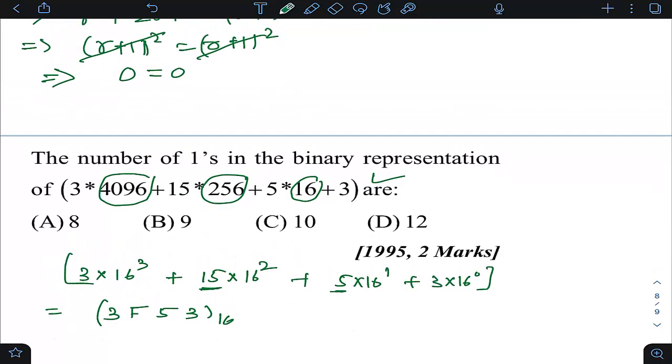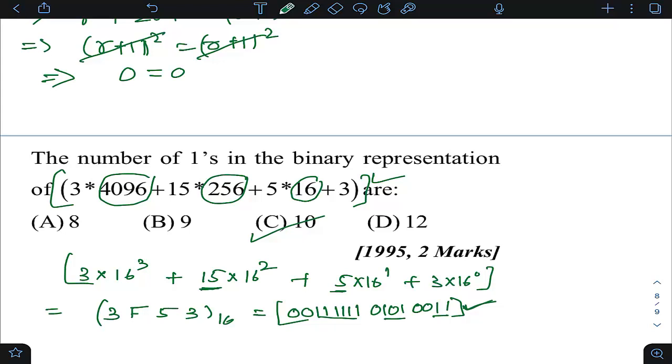So if you convert this into binary format, what do you get? 3 means 0011, F means 1111, 5 means 0101, 3 means 0011. Okay, so this is the answer. In this binary representation pattern, how many ones are there? 3, 3, 6, 6 to 8, 8 to 10. So the answer is 10. We have 10 ones in the binary representation of this expression.